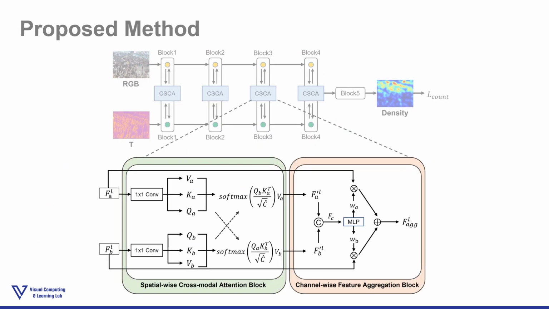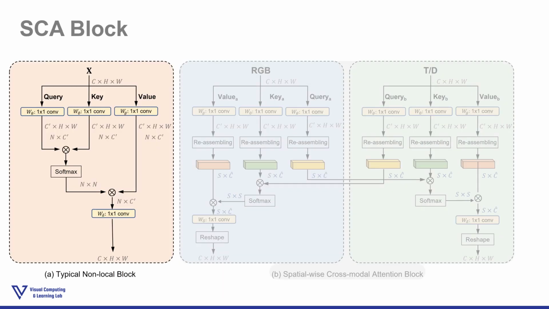To ensure informative feature interaction between modalities, our CSCA consists of two operations: spatial-wise cross-modal attention block and channel-wise feature aggregation block. The SCA block utilizes an improved cross-modal attention block to model the global feature correlations between RGB images and thermal or depth images, which has a larger receptive field than the general CNN modules and facilitates complementary aggregation operation. A typical non-local block is shown in the left picture, which aims to capture the global relationships among all locations of the input image.